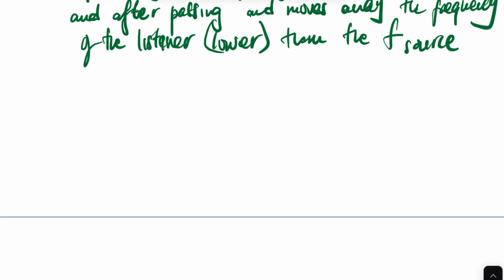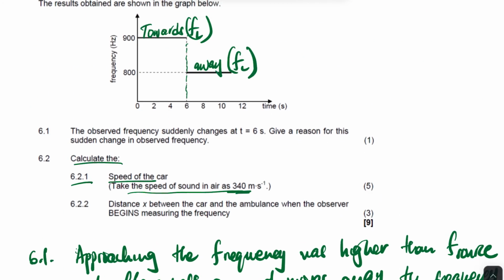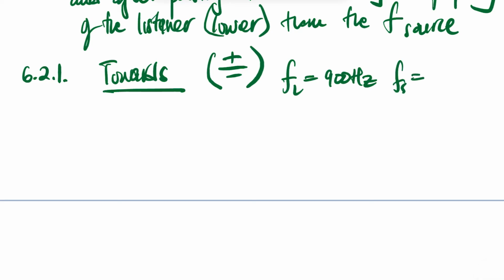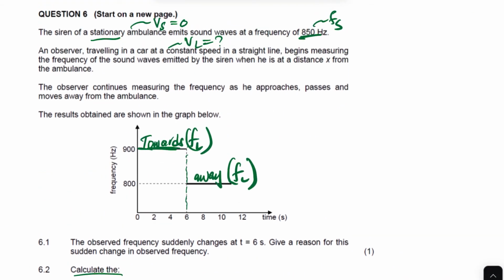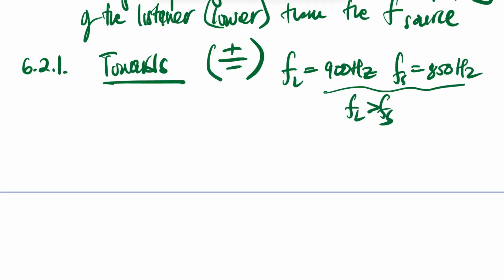So guys, in 6.2.1, I will use towards. You have a choice there to use towards, which is plus or minus, or you can use away as well. The frequency of the listener while it was moving towards, from the graph we got, is 900, right? And the frequency of the source, what is it? It's 850. It proves that it was moving towards, because you can see here the frequency of the listener is greater than the frequency of the source.